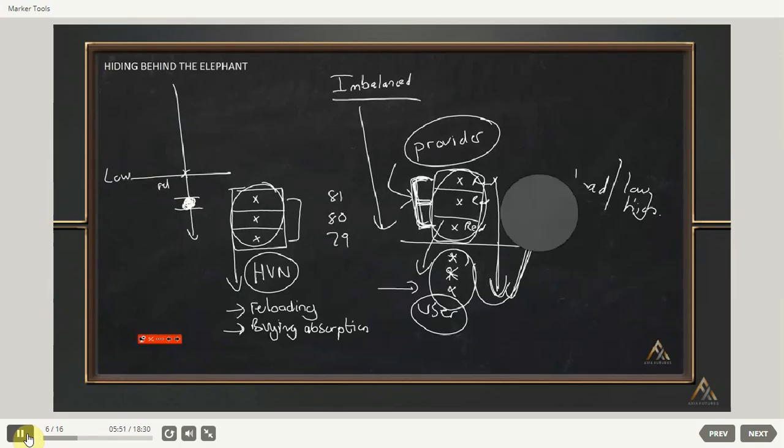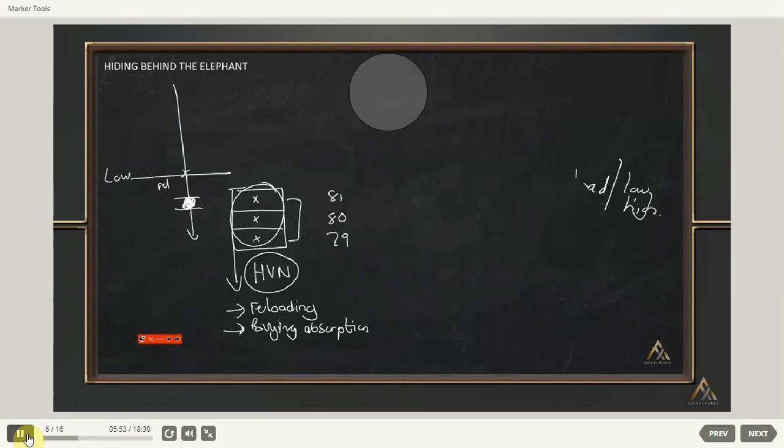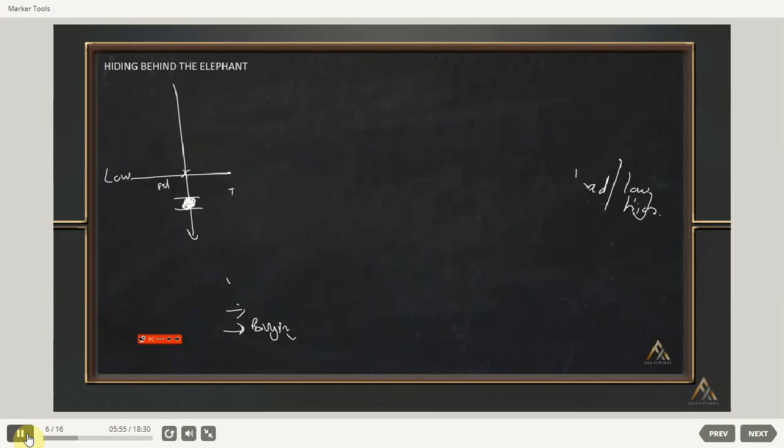Okay, now in terms of variations, it's very simple. If the trade strategy is to first observe the elephant, allow the elephant to be broken, and then see if he's hiding behind it, then the trade strategy is very simple.